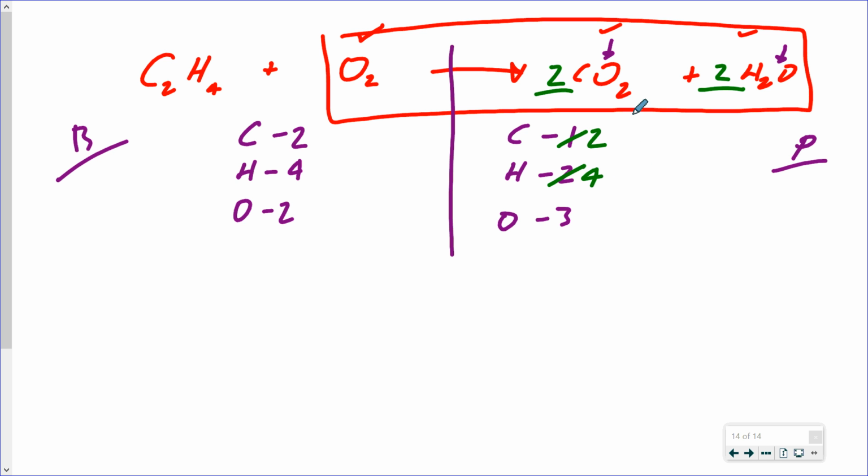Let's take a look at our oxygen. We have 2 times 2, so we have 4 oxygen that are coming from the carbon dioxide, and we have 2 that are coming from the water. So we have 6 oxygen in total. We need to get that on the left. So if we put a 3 in front for the coefficient, 3 times 2 gives us 6. Just one more reminder, there is no number in here, but it does mean 1 if there is no number.